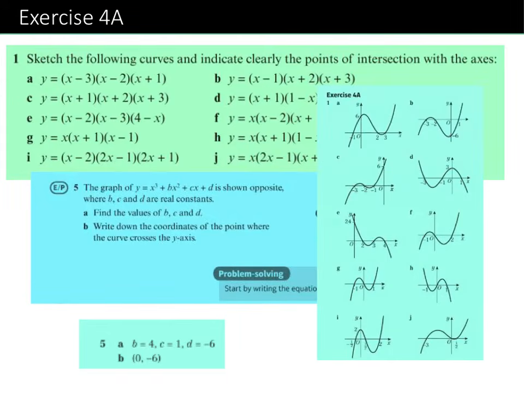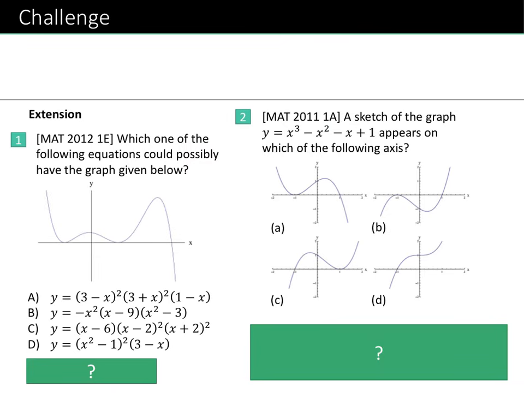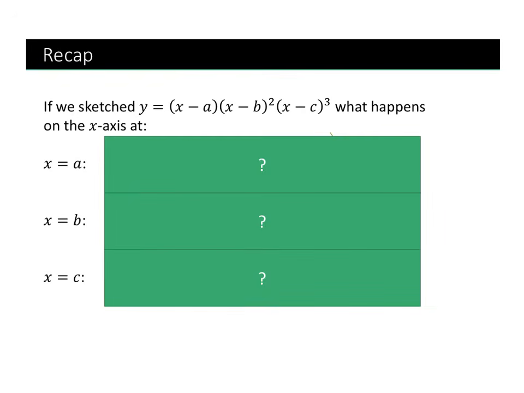Okay, so if we just have here x minus a to the power of 1, when we have x equals a, this is our y, this is our x. I'll just do them for all of them. Okay, then what's going to happen if we just have x minus a to the power of 1? It's just going to cross once on the x-axis.